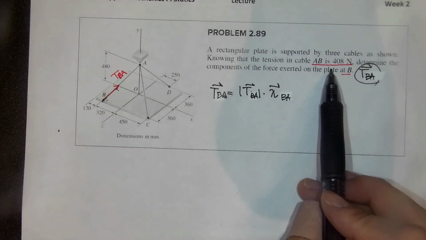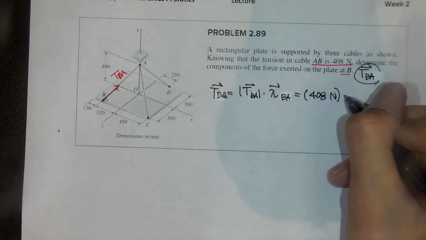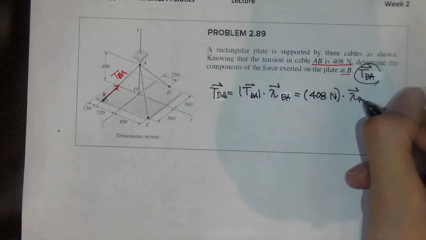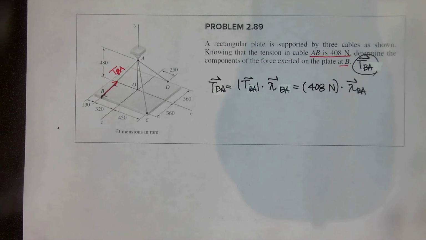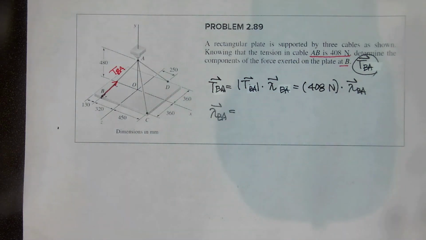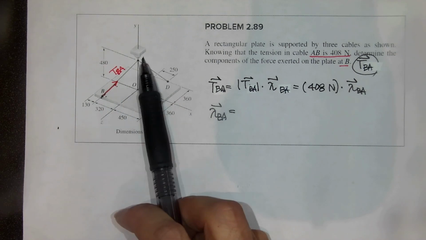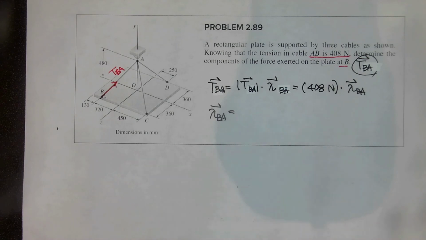Okay, and then the magnitude is given, so I'll just use it. 408 Newton and multiply by directional vector BA. And how can we find this directional vector lambda BA? Find each of the components of the distance from B to A. Okay, each of the components of B to A.